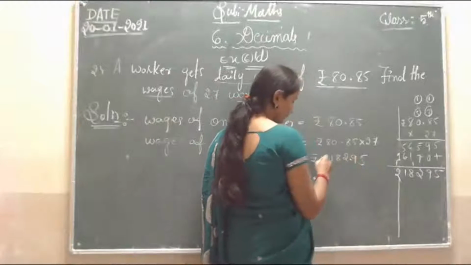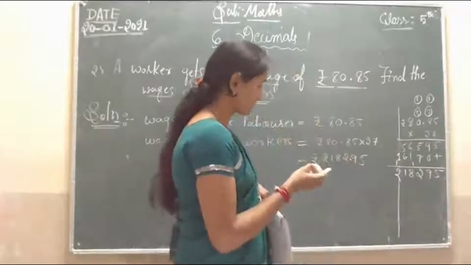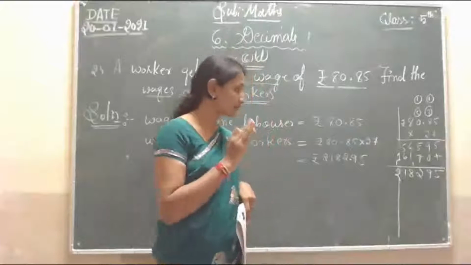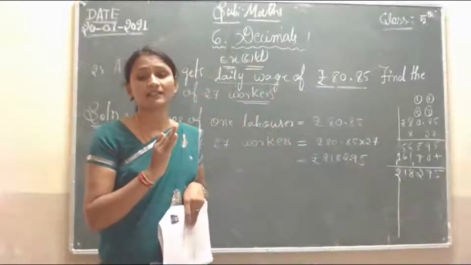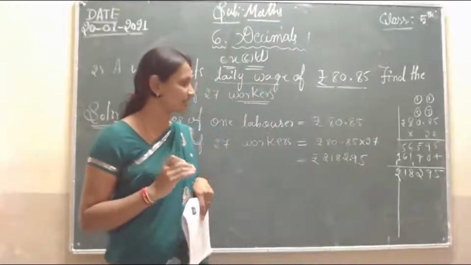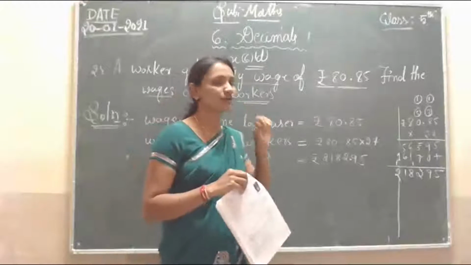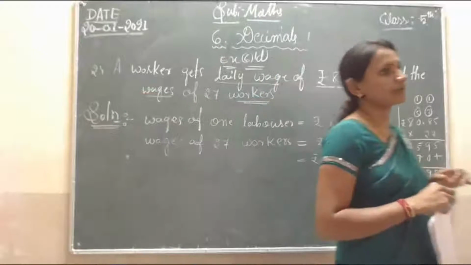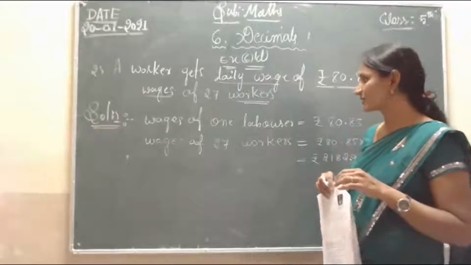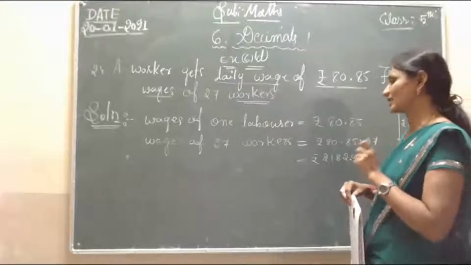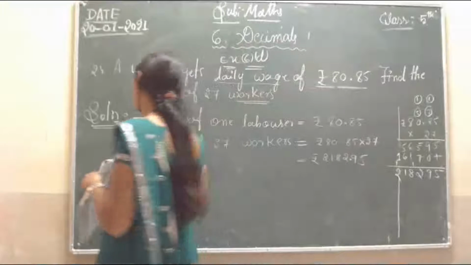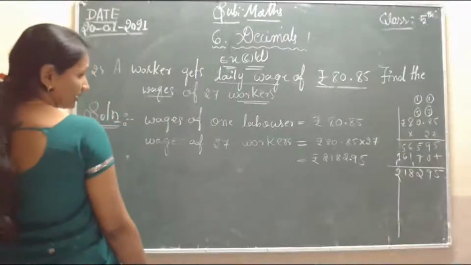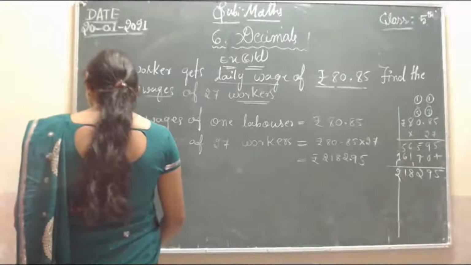So what is the total value? 2,182 rupees. The 2,182 rupees 95 paise. What is the total money? 2,182 rupees 95 paise. This is the total money. So students, you know the wages of the 27 workers, what is the total cost? The total cost is 2,182.95 paise. Yes.